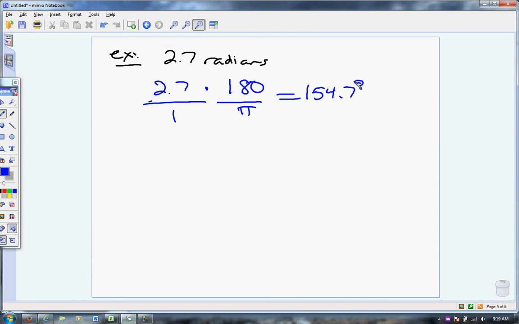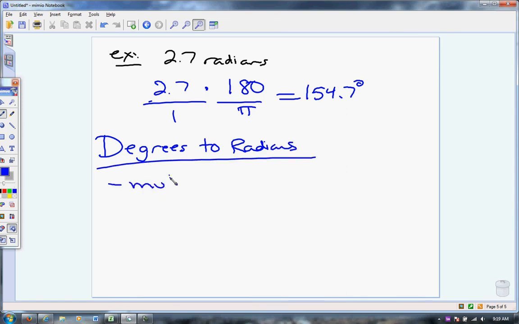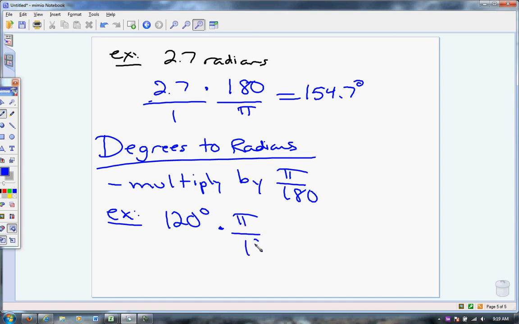Now, by the same token, if I'm going from degrees to radians, I want the degrees to cancel, so you would multiply by pi over 180 instead of by 180 over pi. For example, let's say that I had 120 degrees and I wanted to change that to radians. I would multiply it by pi over 180. I'd put the 120 over 1 and do my factoring. 60 will go into both of those. 120 divided by 60 is 2. 180 divided by 60 is 3. Multiply across, and you get 2 pi thirds.